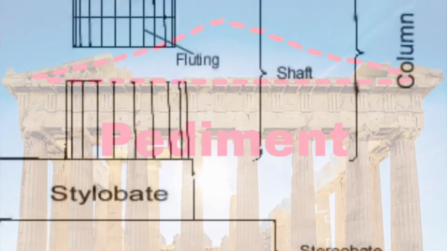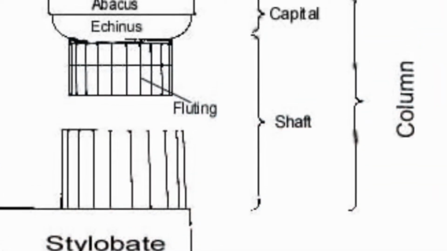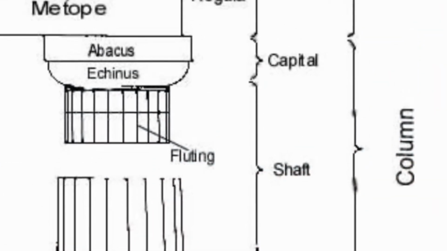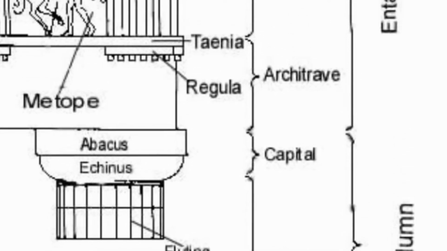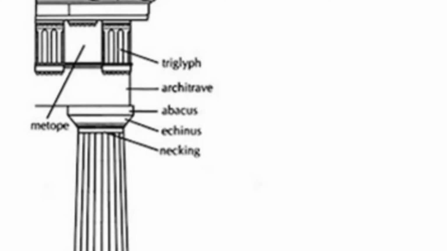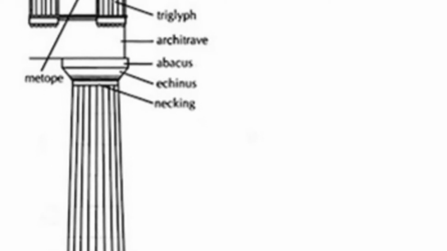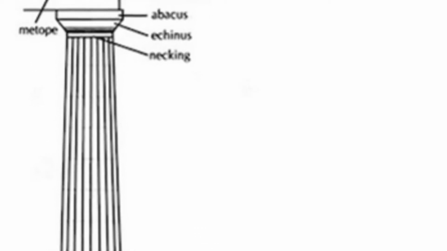Now let's talk a little bit about each of the column orders chronologically and in order of the simplest to the most ornate or fancy. We'll start with the oldest column order, which is known as the Doric, and which has its origins in 7th century BC, mainland and Western Greece.